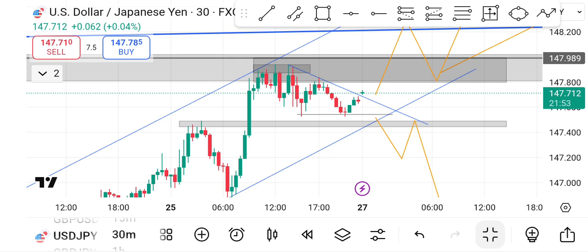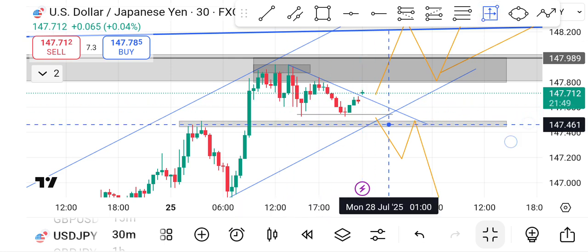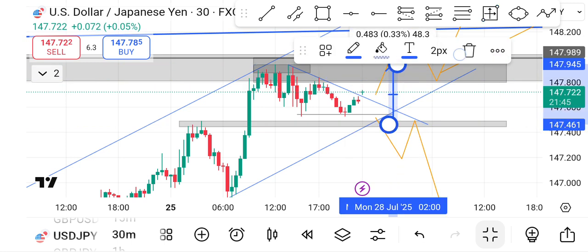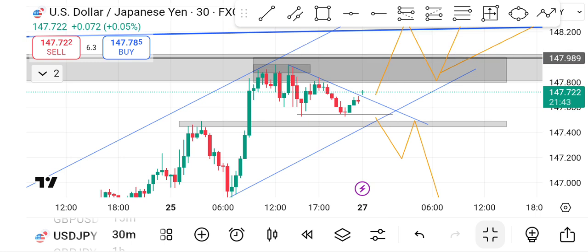I can decide to take it there. It will add a few pips, let's say about 20 pips or 30 pips more. Oh, it's about 40 pips extra on the trade. But I don't trade that way. I trade after more and more confirmations.